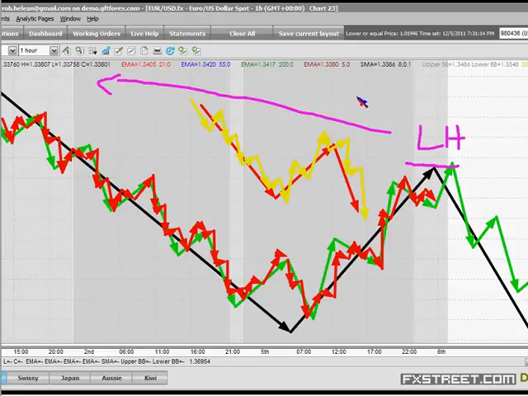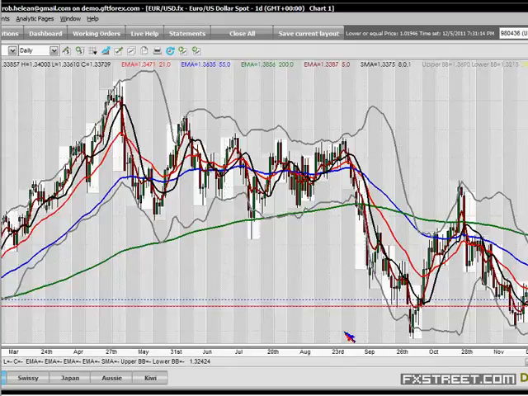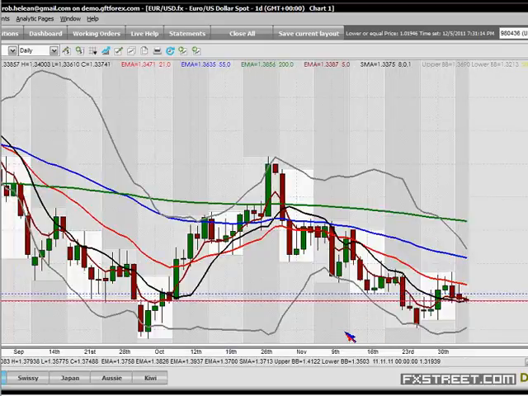Okay, so if we take the live markets, what can you tell me about this? We'll just use the euro, since the euro looks to be in dire straits right now. What can you guys tell me about this euro daily chart here?